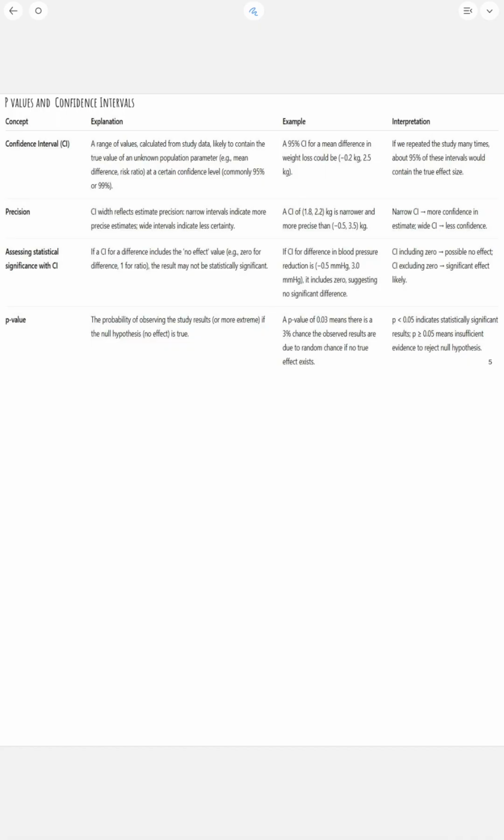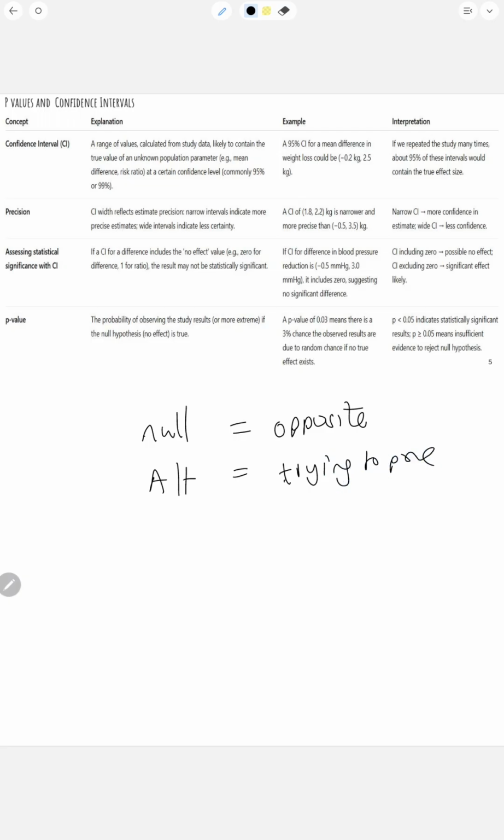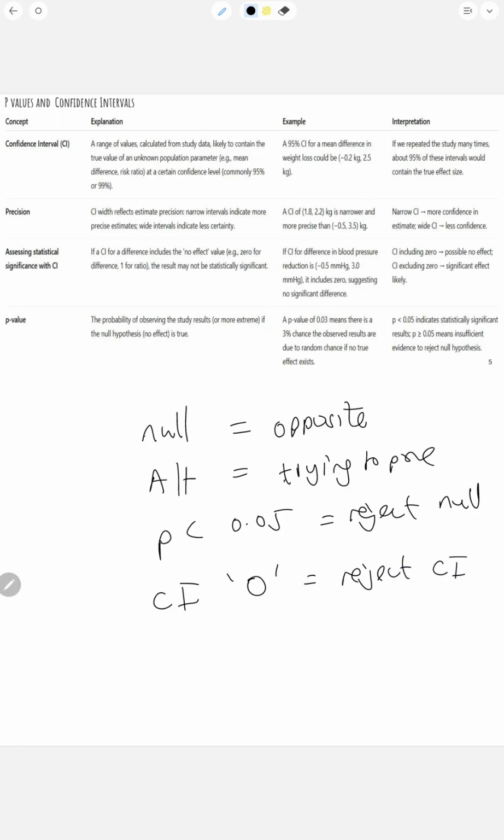All right, I think I've basically just explained all of this stuff just now. So in summary, the null hypothesis is the opposite of what we're trying to prove. The alternative hypothesis is what we are trying to prove. If your p-value is less than 0.05, it means reject the null. If your confidence interval includes 0, reject it. Basically no statistical significance.